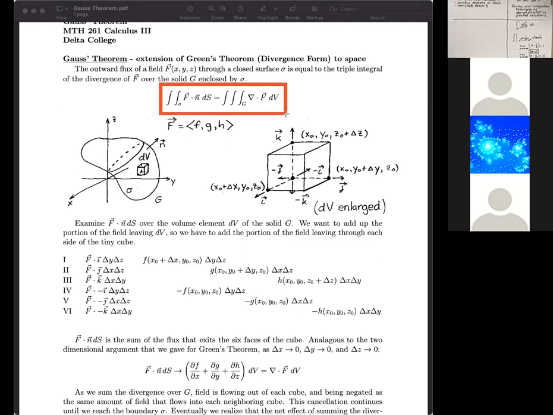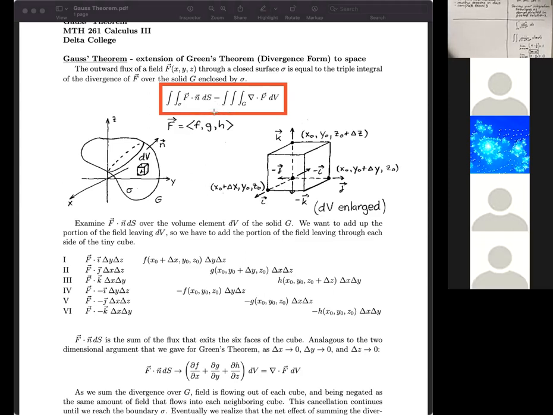When the problem asks you to verify Gauss's theorem or Stokes' theorem or Green's theorem, verify means literally they want you to calculate both sides and show that they're equal. They want you to develop confidence in the formula.